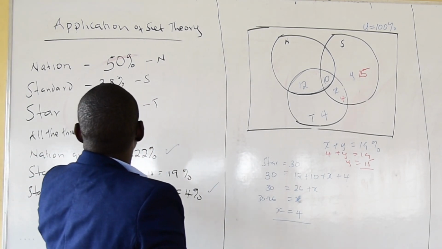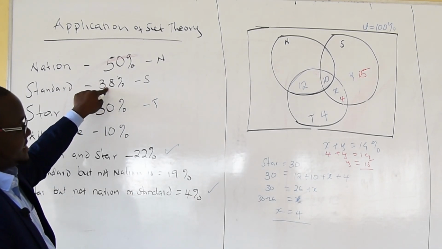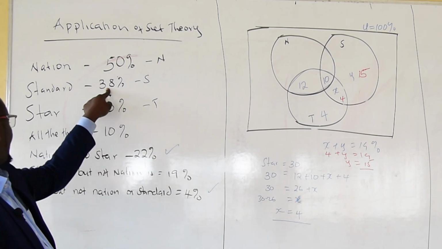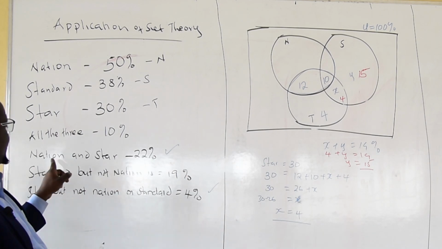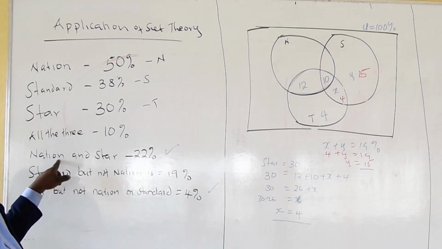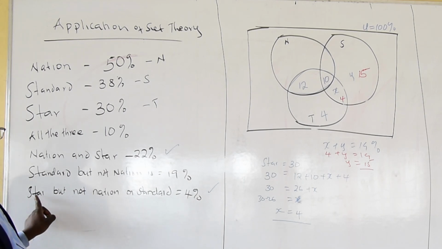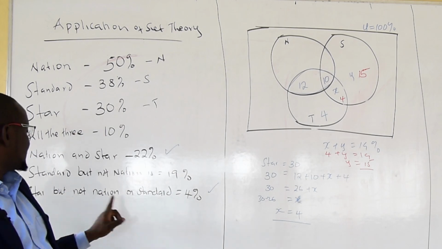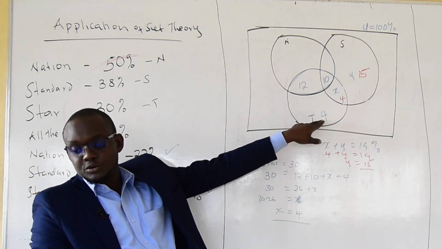So now we know that the circle for Standard should be equal to 38. We also know that those who read Nation and Star, we have been told, is 22. That one you have worked on. Those who read Star but not Nation or Standard, we have been told is 4%. That one we have worked on.